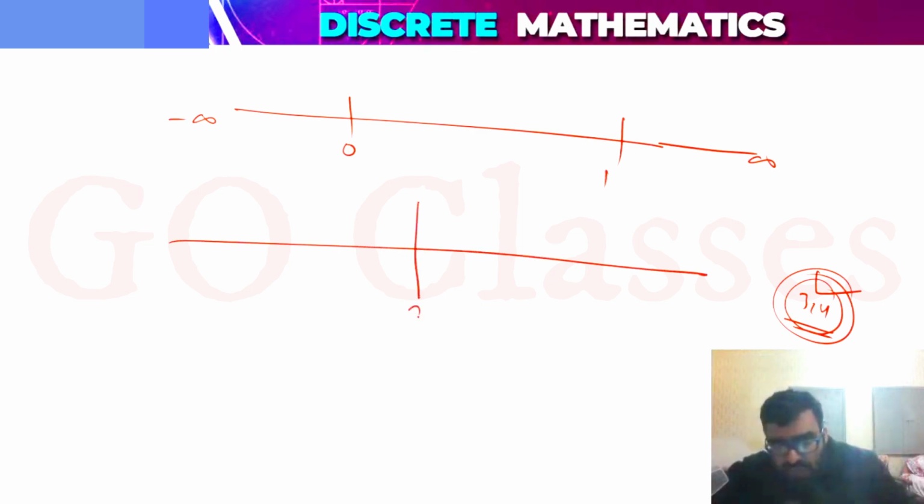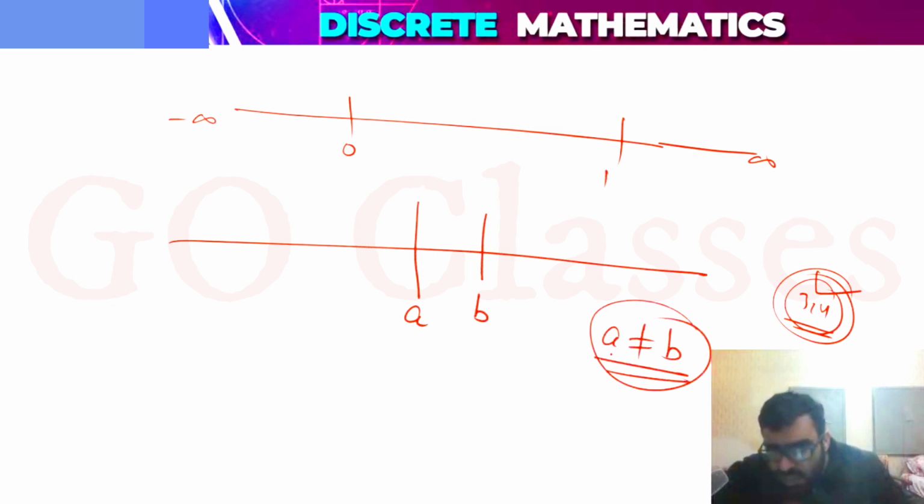If you have any two real numbers a, b such that a is not equal to b, any two real numbers a, b, then this set, basically you can say this set is uncountable. This set is uncountable means you can have any two real numbers.